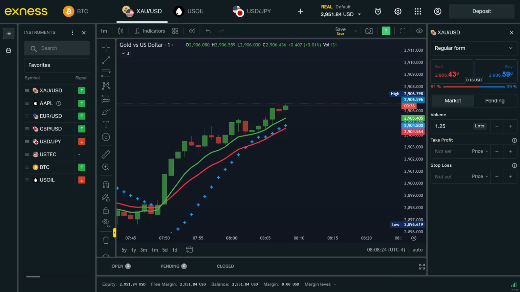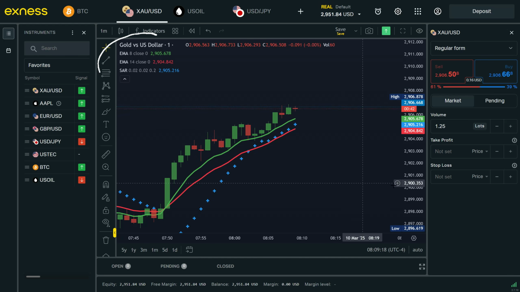If you're wondering about the indicators I used in this trading session, let me break it down for you. I applied 8 EMA green, 14 EMA red, Parabolic SAR blue dots. These indicators work really well together for scalping, especially when combined with price action. They help in making quick trading decisions based on momentum shifts and trend confirmation.